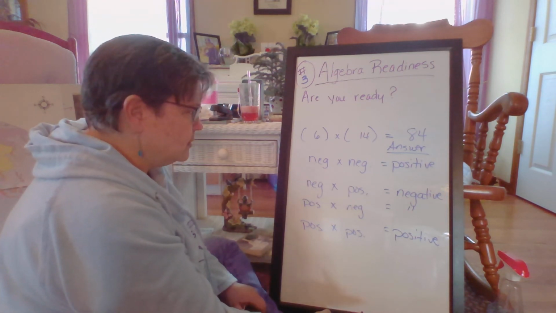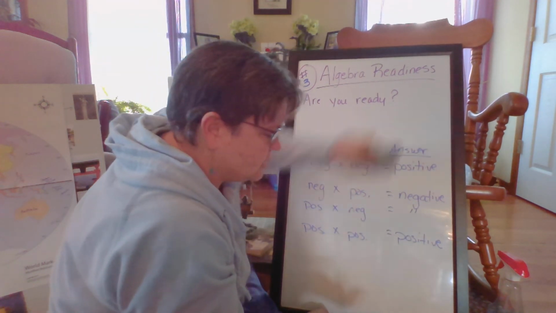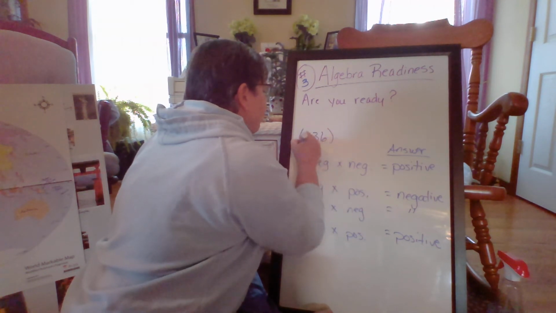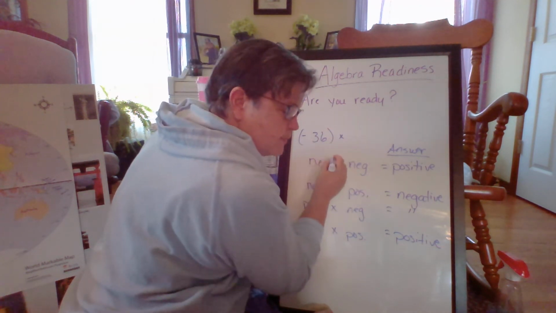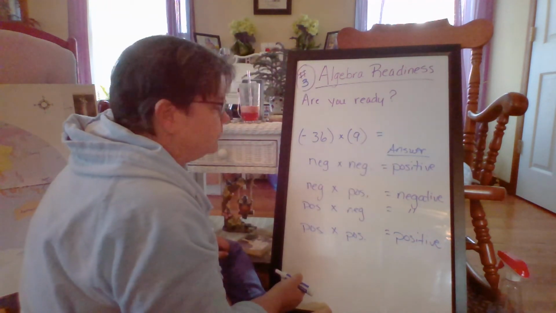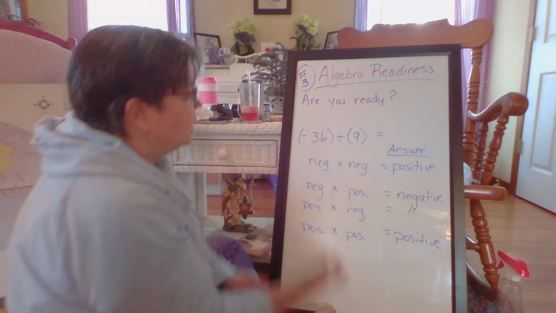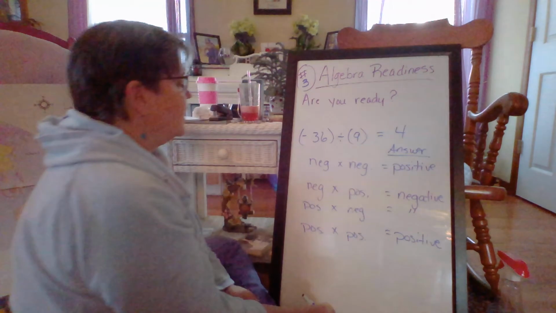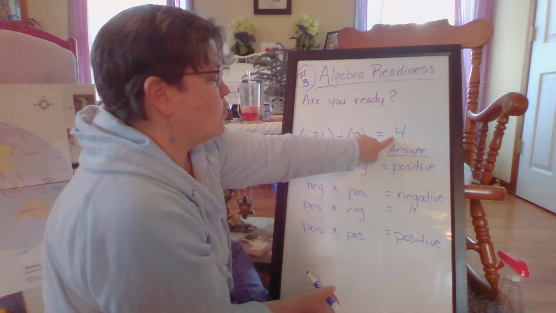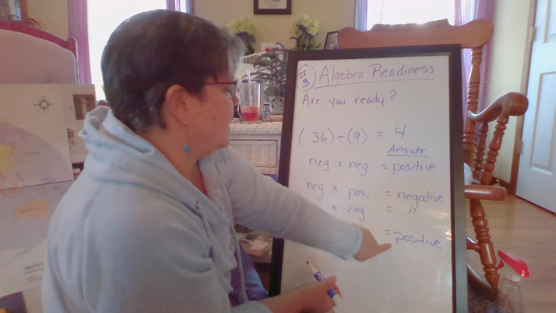Division is the same. Division is the same. So for example, I've had negative 36 divided by 9. We're doing division now. So 36 divided by 9, we know is 4. If both of them were negative, I would have a positive 4. If both of those were positive, I would have a positive 4.